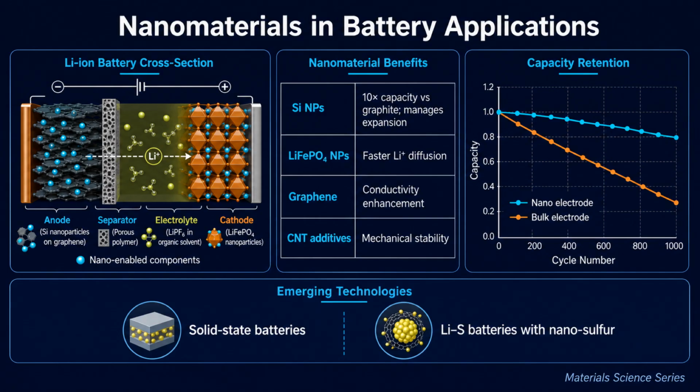Lithium-sulfur batteries could offer much higher energy density than lithium-ion, but sulfur is insulating and intermediate polysulfides dissolve into the electrolyte. Nanostructured sulfur cathodes and carbon hosts address both problems. Solid-state batteries replacing liquid electrolytes with solid ion conductors promise safety improvements, and nanostructured interfaces are key to achieving sufficient ion transport.